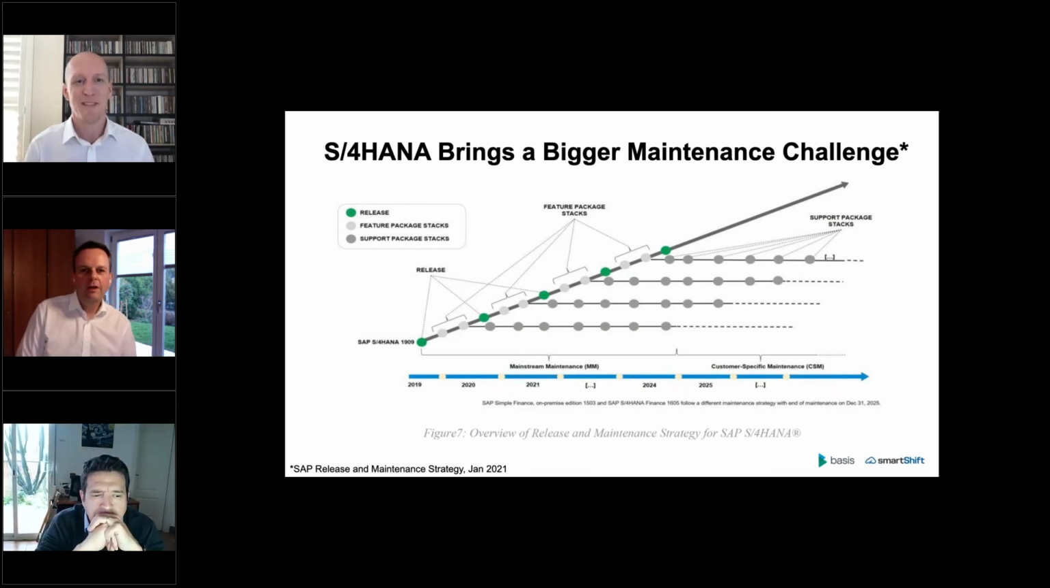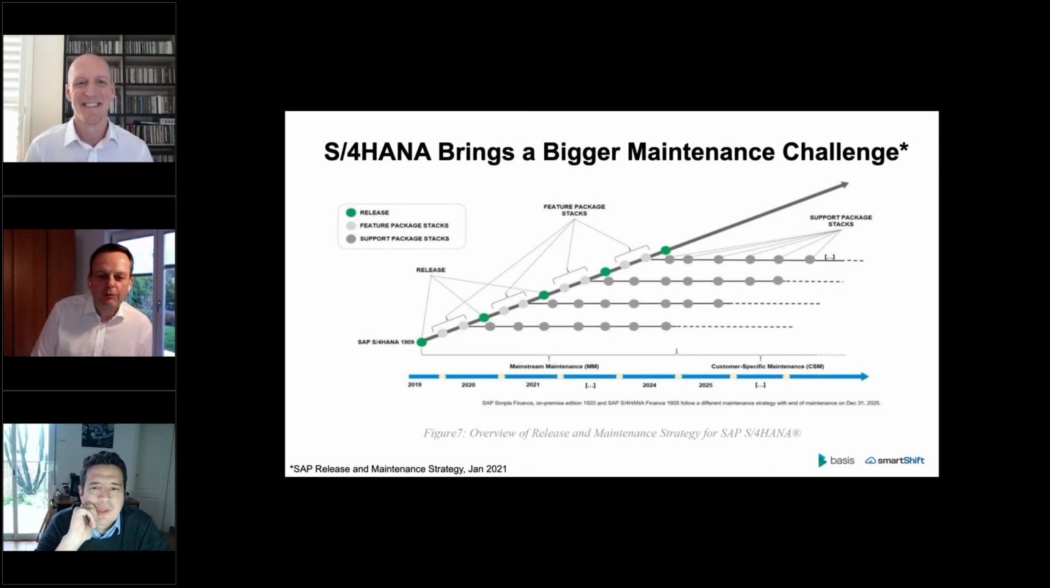I thought with S4HANA everything is getting easier. No, it is not, right? We hear SAP S4HANA, it's everything is getting nice and easy, but the reality is change will continue.